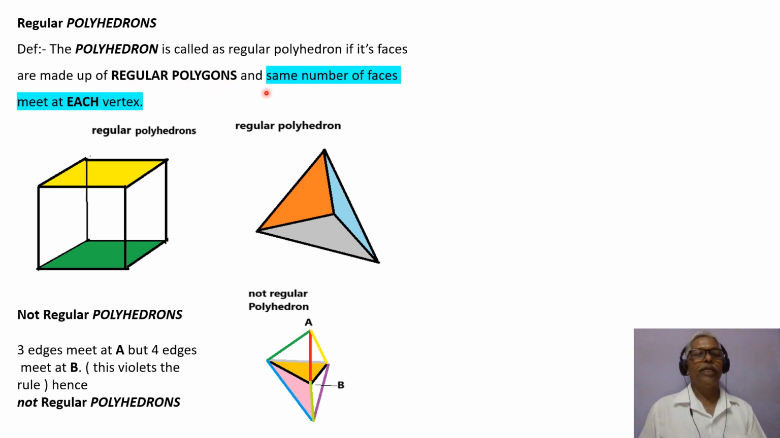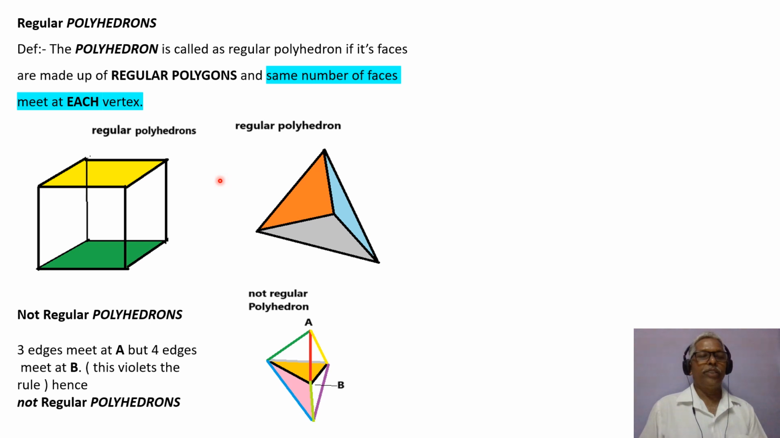Okay. And the second part is that the same number of faces meet at each vertex. So if you choose this vertex, there are three faces meeting at this vertex. So if there are three, then every vertex must have three. Here also three, here also three. You can see these three. And this is a triangle, so all are triangles. And if you choose any vertex here, there are three faces. Here also there are three faces meeting at this vertex. So this is a regular polyhedron and this also is a regular polyhedron.